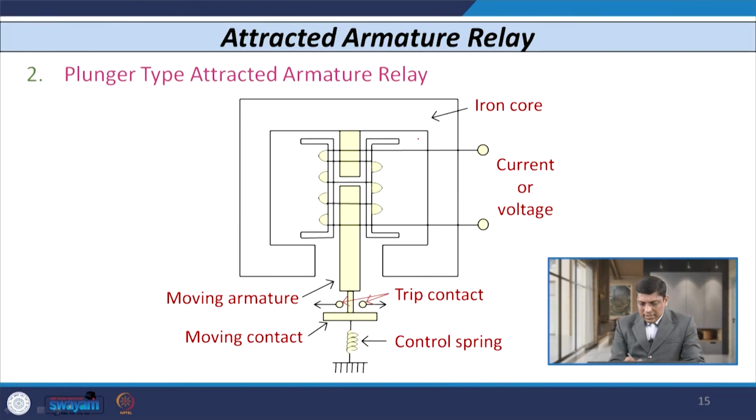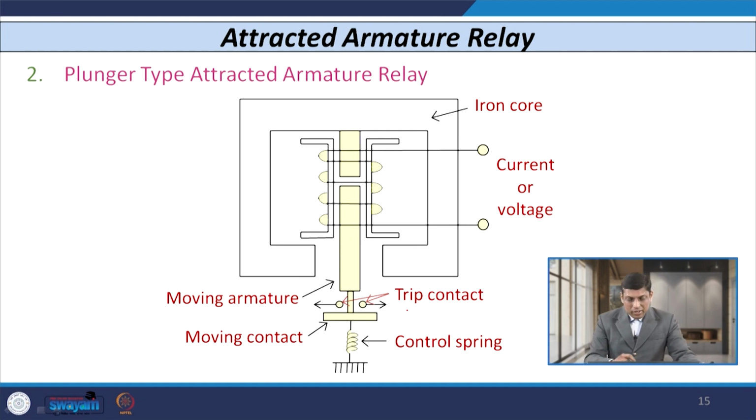In the same way, if I consider the construction of the plunger type attracted armature relay, you can see that there is a core, and on this middle limb there is a coil wound. We can give either current or voltage through this coil. There is a moving armature, and below that there is a moving contact supported by the control spring. During normal condition, when this current coil carries the normal rated current, the force produced by it is not more than the force produced by the spring. So this moving armature remains in the downward position.